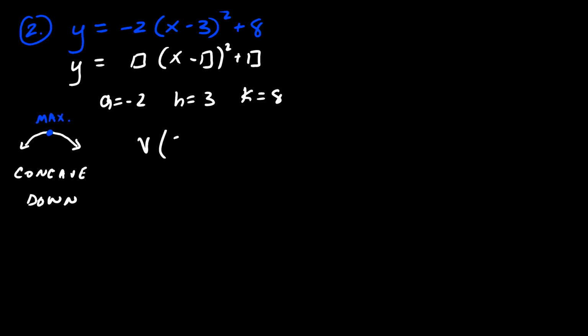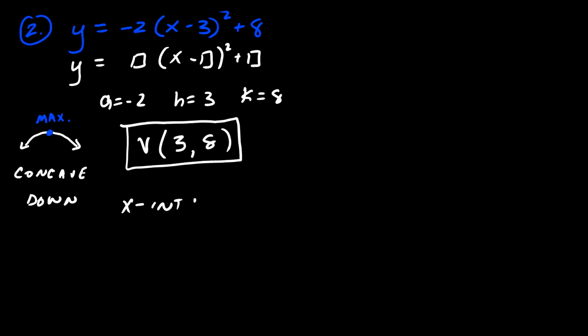Our vertex, again, very simple. We're just pulling out the 3 and the 8, so it's (3, 8). The next thing we'll look to find is the x-intercepts. We'll just do that right here. So again, x-intercepts, we're setting y equal to 0. So we have 0 equals negative 2 times (x minus 3) squared plus 8.